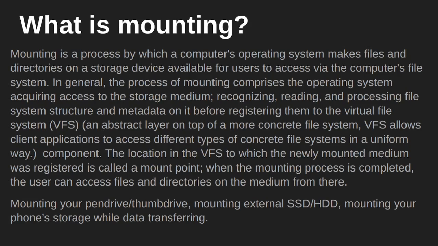The virtual file system is an abstract layer on top of a more concrete file system. VFS allows client applications to access different types of concrete file systems in a uniform way. So VFS is a layer on top of the actual file system on your operating system. It allows us to mount file systems which are not the same onto one another so that we can access them as if they were a single file system. This is the function of a virtual file system.